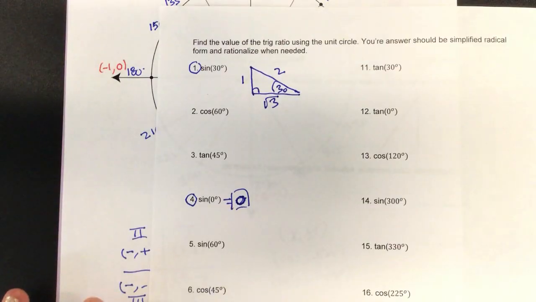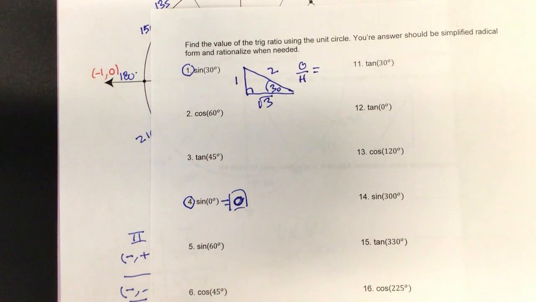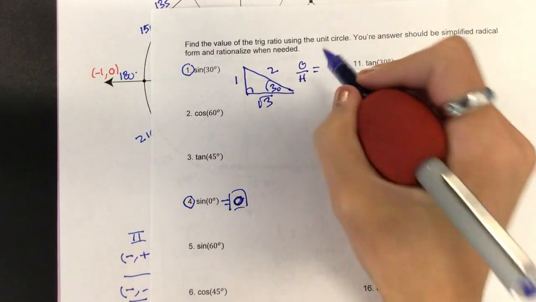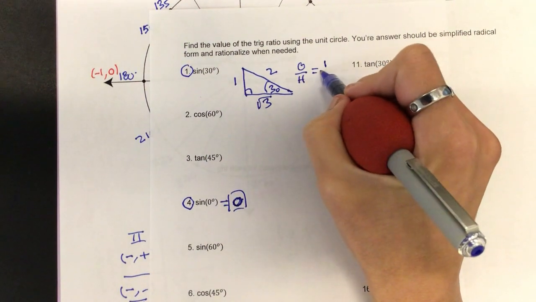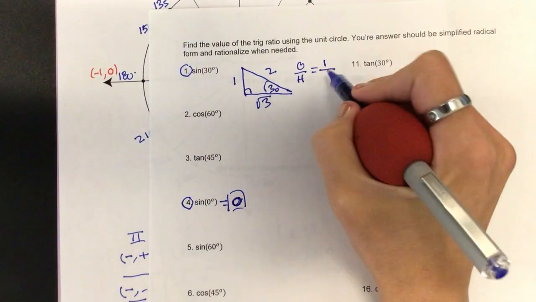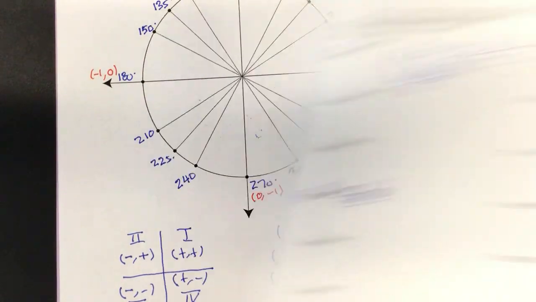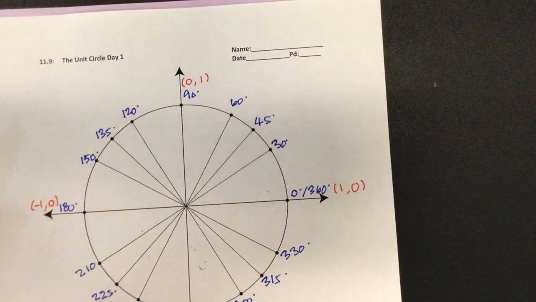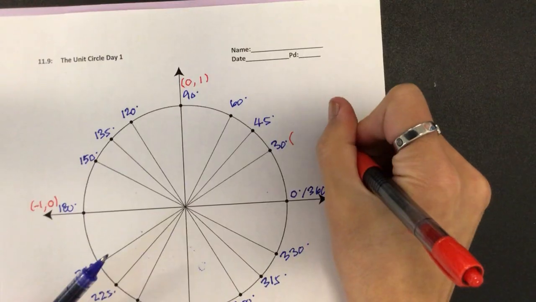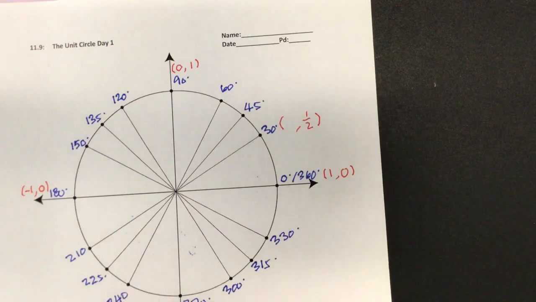Okay? So we know sine is opposite over hypotenuse. So Reagan, what number's on the opposite? 1. Okay? And what's on the hypotenuse? 2. So it says at 30, my sine value is 1 over 2. So I'm going to go to 30 right here and draw me my ordered pair. My sine is 1 over 2. So get in the habit of: sine is a y movement, cosine is the x movement. Are we good with that?